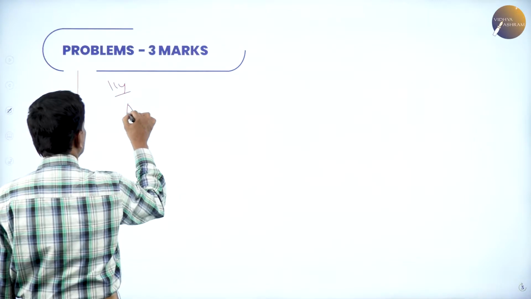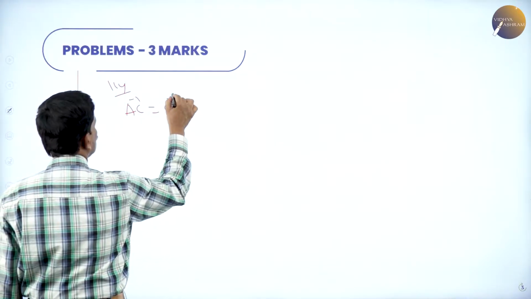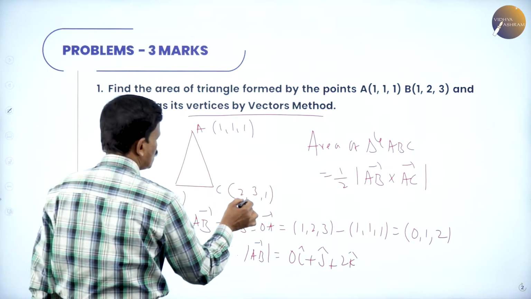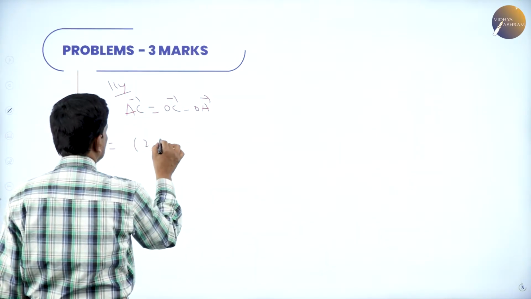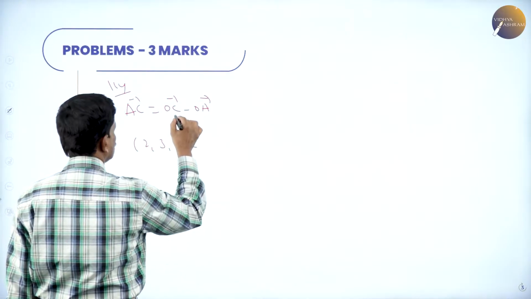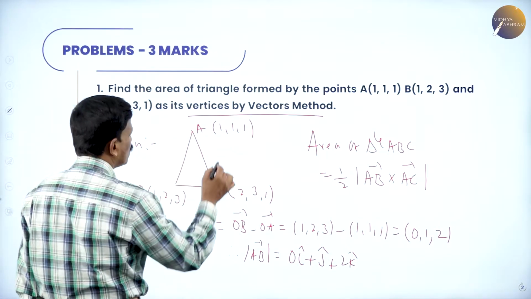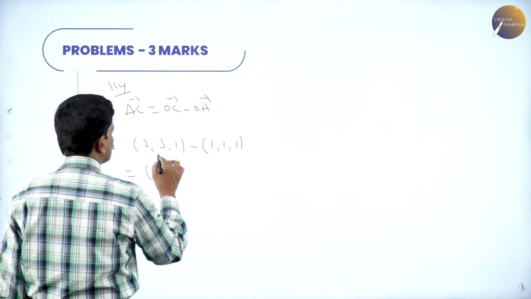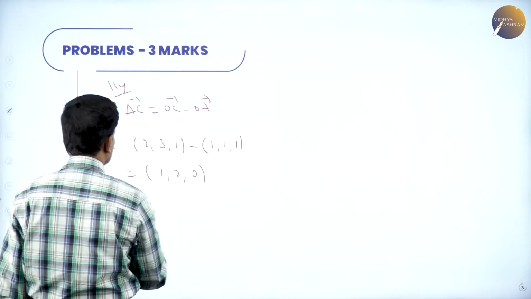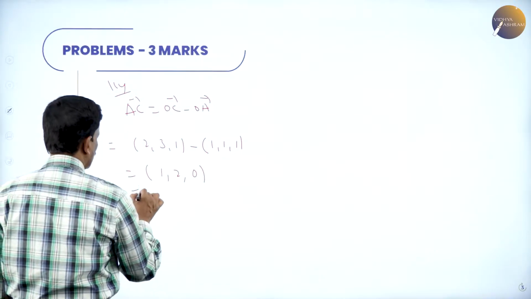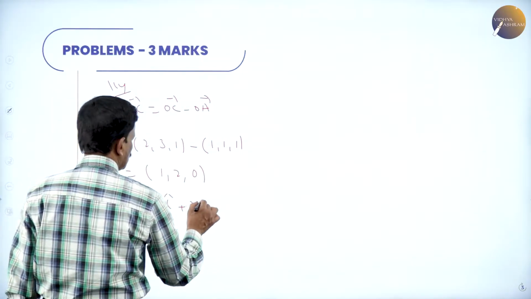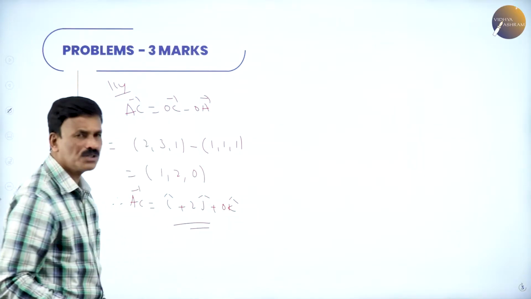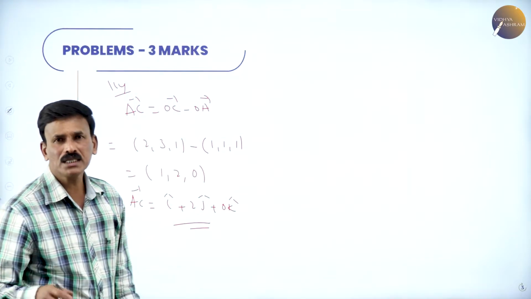Similarly find out AC vector. Similarly vector AC is equal to OC minus OA vector. What is OC? Here this is 2, 3, 1. The position vector of C is OC and the position vector of A is OA. This is 1, 1, 1: 2 minus 1 is 1, 3 minus 1 is 2, 1 minus 1 is 0. So therefore vector AC is equal to I plus 2J plus 0K. This is how we are going to find vector AB and AC.